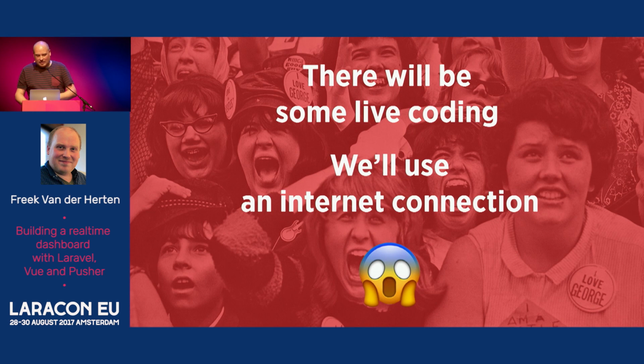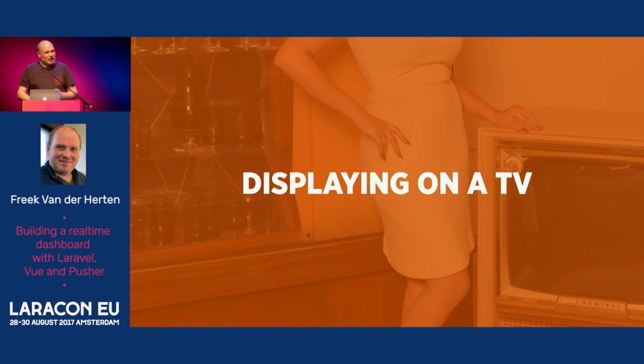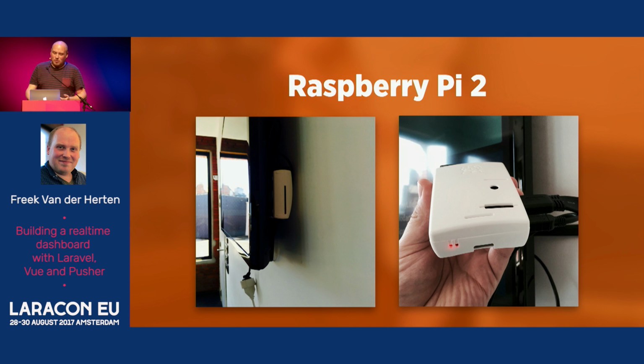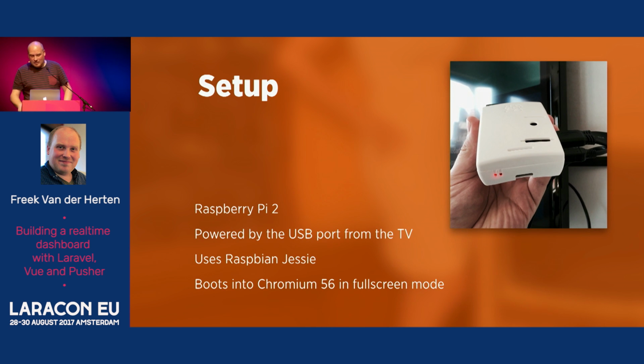There's another thing that I'd like to show you. How do we display this dashboard on a television? Well, the answer is very simple. We have a Raspberry Pi that just lives behind our television screen. It's a Raspberry Pi 2 that's powerful enough because it doesn't run the Laravel code. We just use it as a full screen browser. It's powered by the USB port from the TV, so you don't need an extra power connection, which is great.